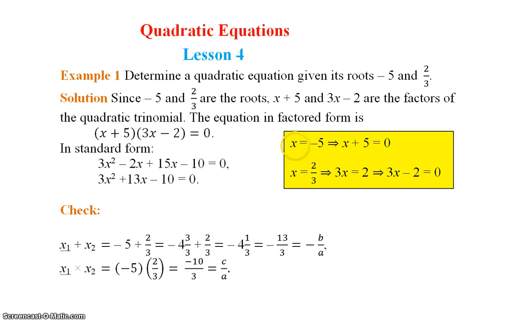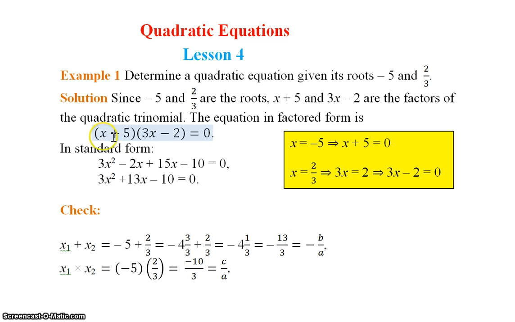Look here. X equals -5. Move 5 to the left side with plus and we get x plus 5 equals 0. Therefore x plus 5 is a factor of the quadratic trinomial. X equals 2/3. Multiply both sides by 3 and move 2 to the left side. We get 3x minus 2 equals 0. Therefore 3x minus 2 is the other factor of the quadratic trinomial.